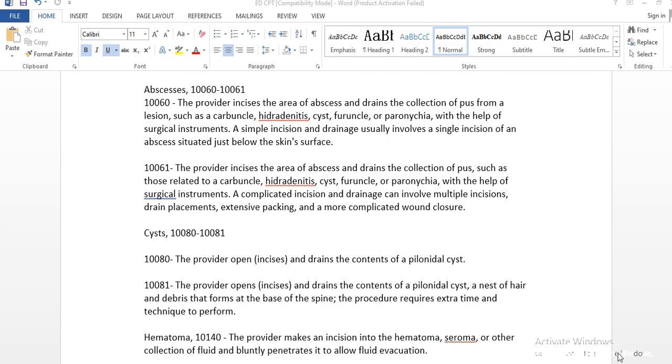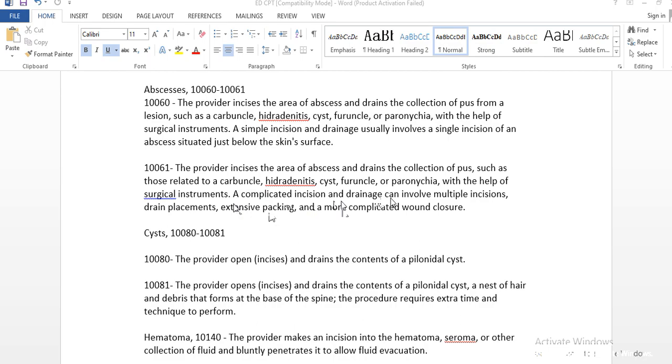If you see 10061, the provider incises the area of abscess and drains the collection of pus such as those related to carbuncle, hidradenitis, cyst, furuncle or paronychia with the help of surgical instruments. A complicated incision and drainage can involve multiple incisions, drain placements, extensive packing, and more complicated wound closure.